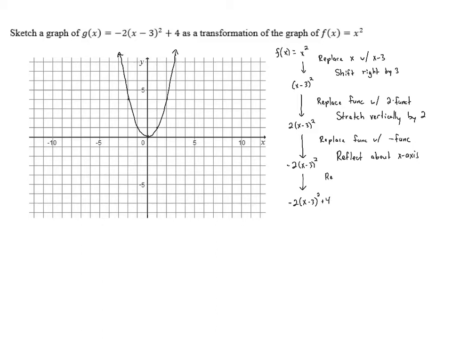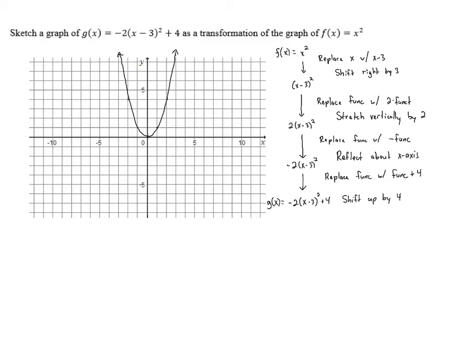And then lastly, to get from this to our final function, negative 2 times x minus 3 squared plus 4, we need to replace the function from the last step with the function plus 4. We're taking this and replacing it with itself plus 4. And we know that this is a shift upwards by 4 units. And this is the function that we're going for.